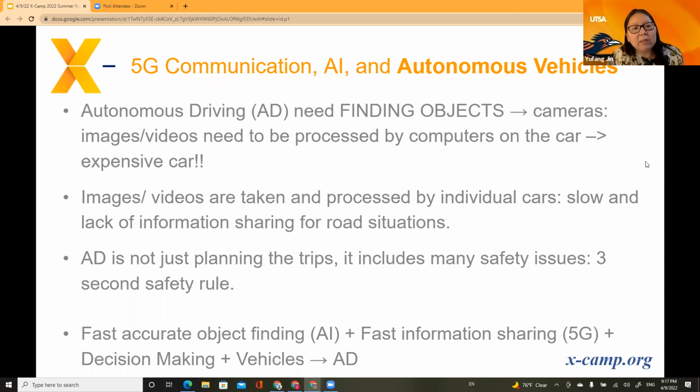Another thing we want to say is that autonomous driving is not just planning the trip. Millions of people are using Google Maps or online driving direction guidance. However, that is not autonomous driving. Autonomous driving has to be based on each individual vehicle.